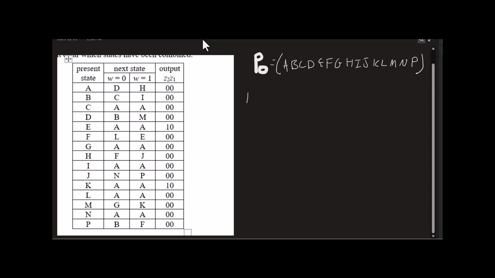And then P1 is also always done the same way. For P1, you look at the outputs and you group together the states that have exactly the same output. In our example here, we just have 0, 0, and 1, 0. But if we had some that had 1, 1 and some that had 0, 1, we would have 4 different partitions. But here we only have 2 partitions. We'll put all the states that have 0, 0 as an output, and then all of the states that have 1, 0 as an output.